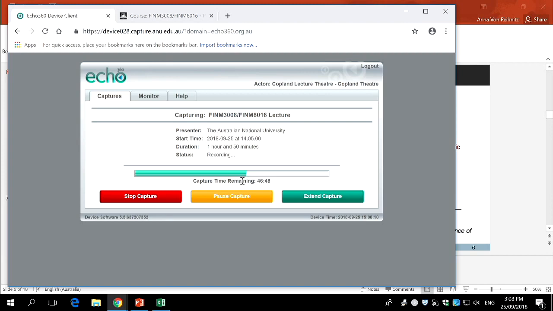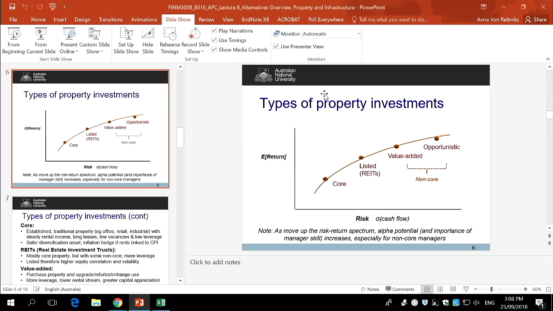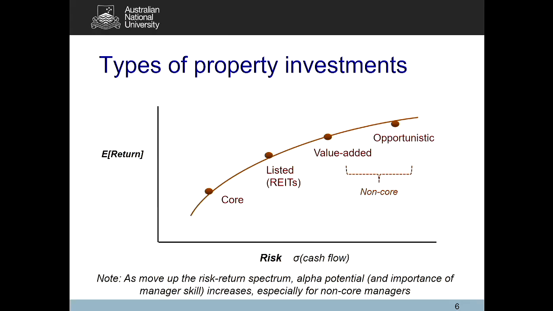All right, now let's start our property investment. Now, property can be broken up. We know it can be broken up between direct property and listed property, but we can actually break it up a little bit further, and that's where I want to start today. Now remember, listed property is listed on an exchange and therefore traded almost like a share, which brings in liquidity.